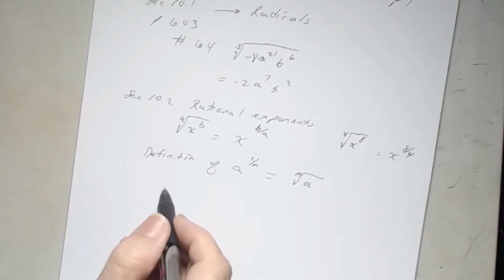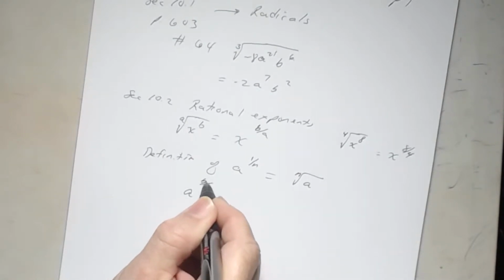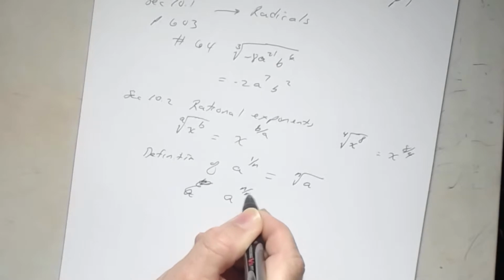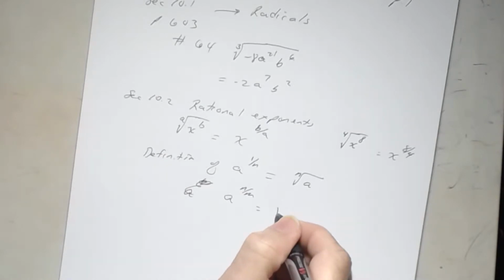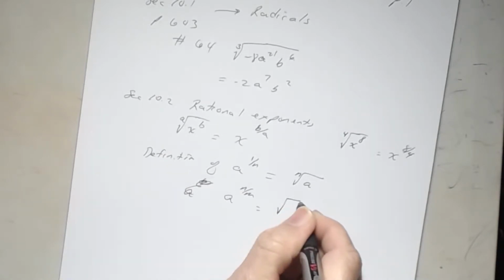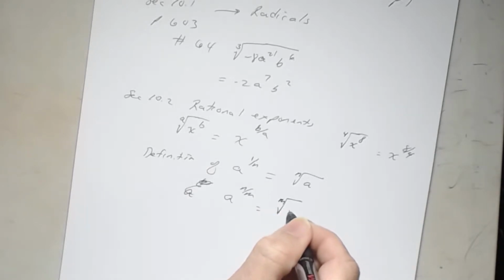Okay? So if I extend this and I write this as a to the n divided by m, so I have this rational exponent, how can I write this as a radical? Okay, I want you to use the correct terminology, David. You're going to say the m root of what? A to the n power. You got to use the correct words. So the m root of a to the n.